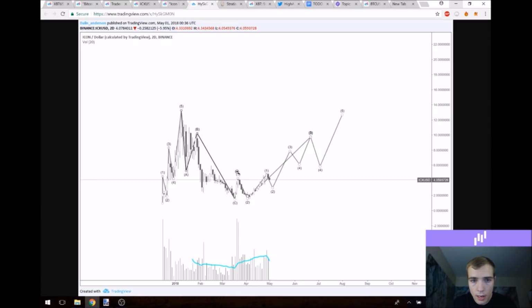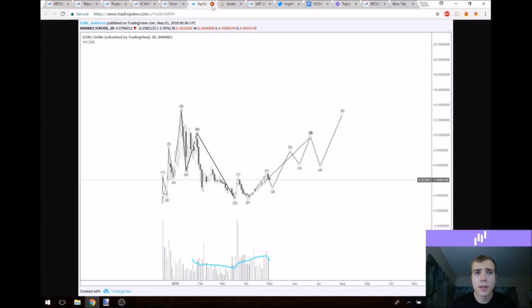So this is 1 up to about $4, and then 2 back down to around $1, and then 1 back up to above 4, and then 2 back to probably about $2 or a little above, and we should be making the 3 at around $10, the 4 back down to about 6, and the 5 all the way back up to 14, or the previous high. So that's what I'm expecting over the next few months for Icon.